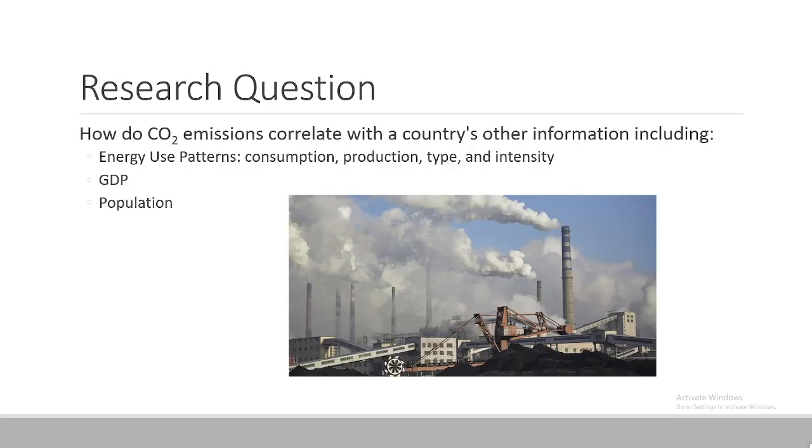The overall research question for the project is how do carbon dioxide emissions correlate with a country's other information, including their energy use patterns? So that includes consumption, production, the energy type, and intensity, as well as the country's GDP and population. Specifically, we'll be taking a deep dive on the energy use patterns and how the type of energy source is going to be correlated with those CO2 emissions.